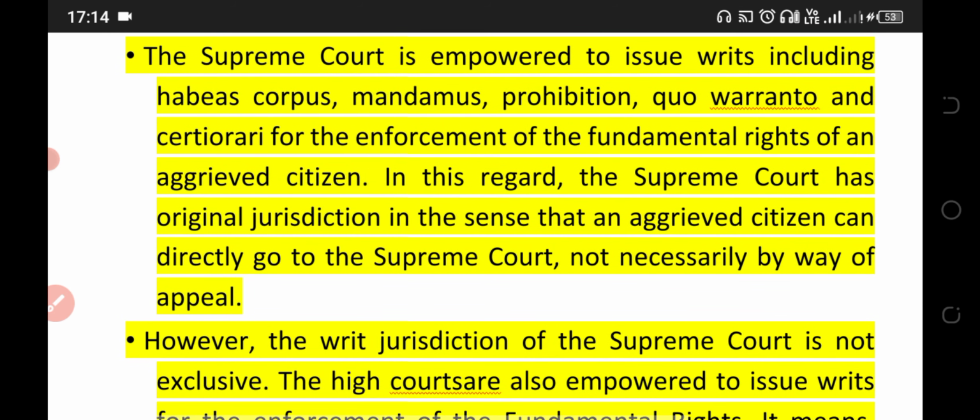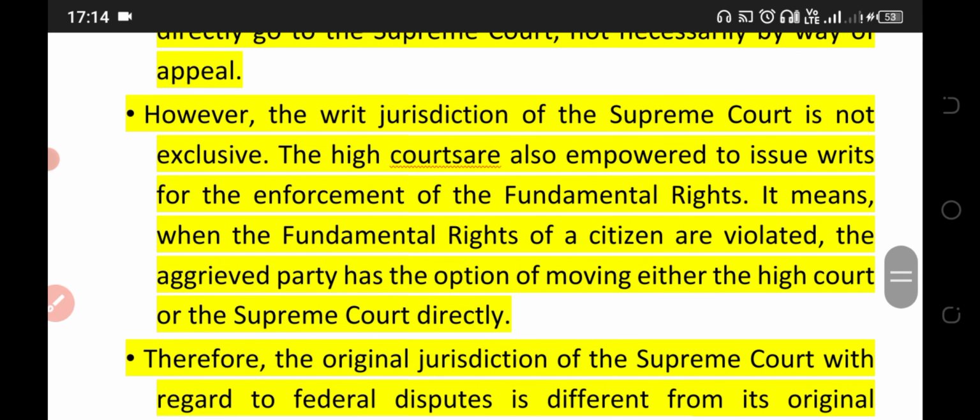In this regard, the Supreme Court has original jurisdiction in the sense that an aggrieved citizen can directly go to the Supreme Court, not necessarily by way of appeal. However, the writ jurisdiction of the Supreme Court is not exclusive. The High Courts are also empowered to issue writs for the enforcement of the fundamental rights. It means when the fundamental rights of the citizen are violated, the aggrieved party has the option of moving either the High Court or the Supreme Court directly.